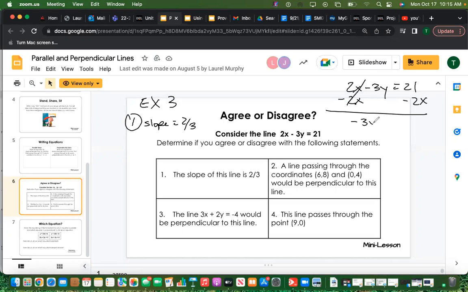And we get -3y equals -2x plus 21. And then we want y by itself, so we're going to divide by -3 on both sides. And so this is going to give me positive 2/3 x, because remember, negative divided by a negative gives me positive. 21 divided by -3 is -7. So is the slope 2/3? Yes. So I agree on this first statement.